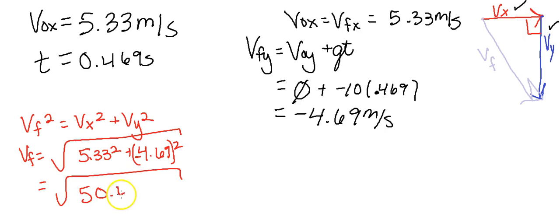Square root of 50.405, which when you take the square root of that, you are going to get 7.0996 meters per second, which makes sense. The object is going to have to go faster because not only is it moving forward, but it's now moving down. So the downward component has to contribute to the speed. So that's how we get 7.0996.